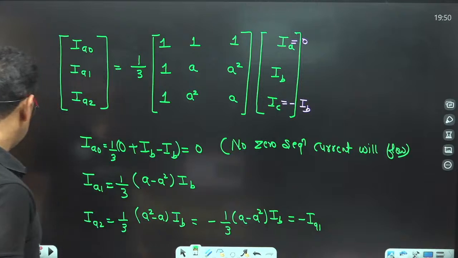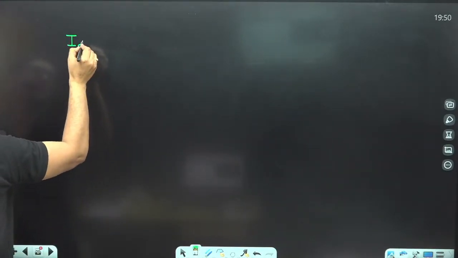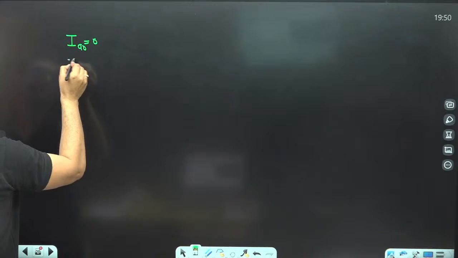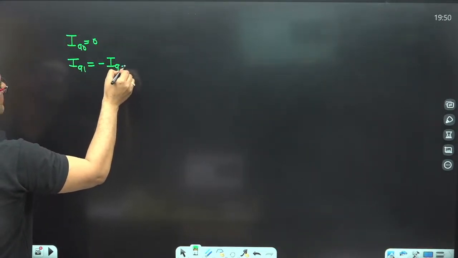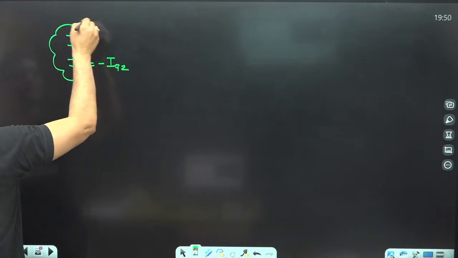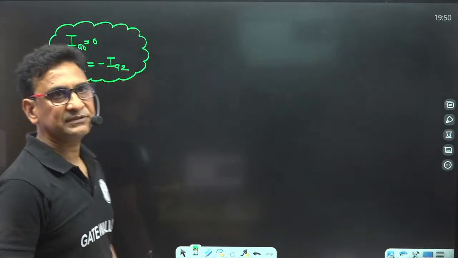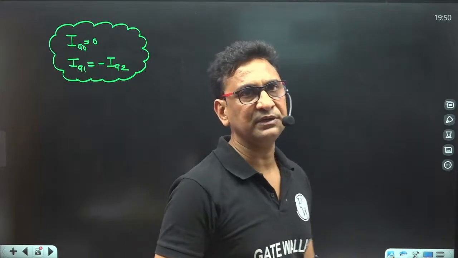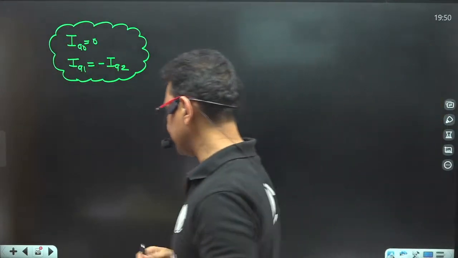Clear? So what did we get? IA0 is equal to 0, but IA1 and IA2 are opposite to each other. No zero sequence current is flowing, and the positive sequence current and the negative sequence current are equal in magnitude, but they are flowing in the opposite direction. Clear?